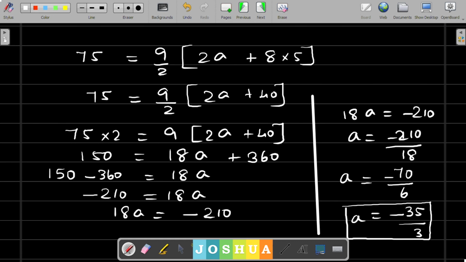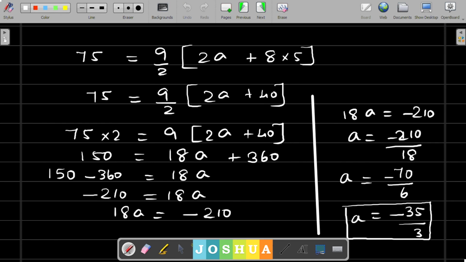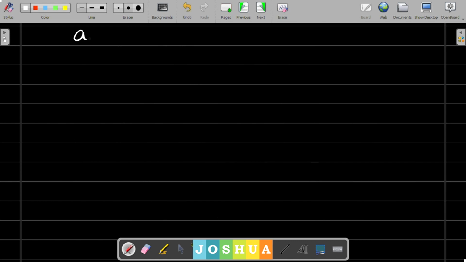Now in this case what we have to find out? Okay, a is found. Now I am going to find a9. So a is equal to minus 35 by 3. I have to find a9. You can use this formula or another formula also, but I think it is better you use this simple one here. So a9 is equal to a plus 9 minus 1 times d.